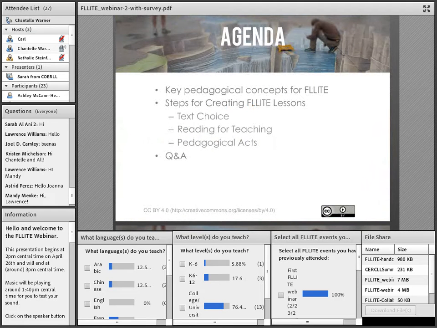So first we'll be talking about key pedagogical concepts for FLLITE, and then these steps for creating FLLITE lessons, which are first choosing a text which exhibits features or effects of the literary and the everyday, and which at the same time, of course, exhibits features that are key to your learning objectives and to the needs of your learners. Secondly, we'll be talking about what I call reading for teaching. And this is the practice of reading the text carefully with attention to different levels of meaning and with a mind towards how this text and your work with it might address or even expand your teaching objectives. And then finally, we'll be talking about the design of the lesson itself through scaffolded pedagogical acts. And at the very end, we'll still have some time left for discussion and questions.